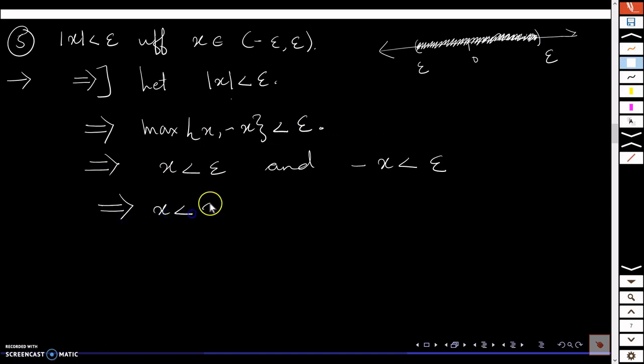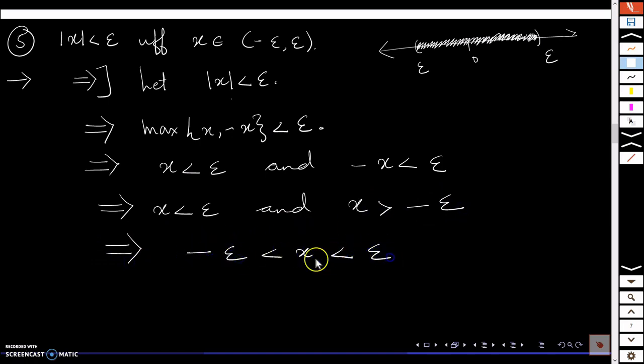So I'll keep this inequality as it is, and I can multiply by a negative again here. So that is going to give me x bigger than minus epsilon. And if I combine both of them, I'll have minus epsilon is less than x, and that is less than epsilon, which is the same as saying that x belongs to the open interval minus epsilon to epsilon, right? Because x is between minus epsilon and epsilon, that means x belongs to the open interval minus epsilon to epsilon. So we assume the first part and we show that the second part is true.